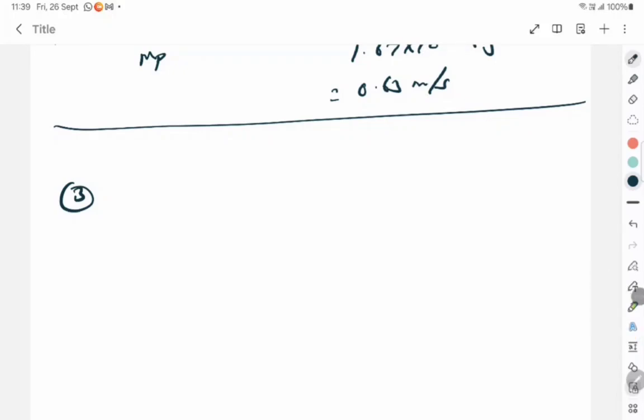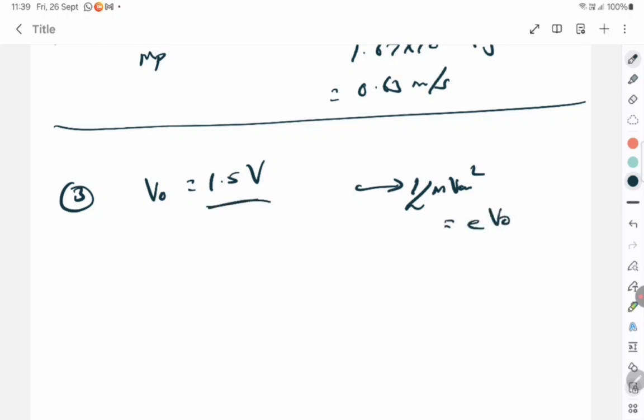The photoelectric cutoff voltage, which means V0, is 1.5 volts. What is the maximum kinetic energy with which the electron will go? Half m V max square is the maximum kinetic energy, which will be nothing but E V0. Just multiply it with E.